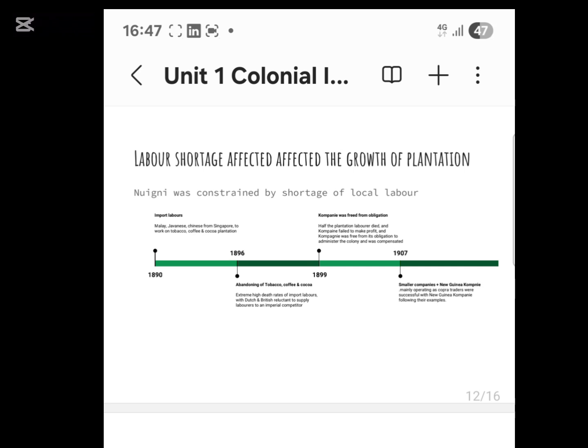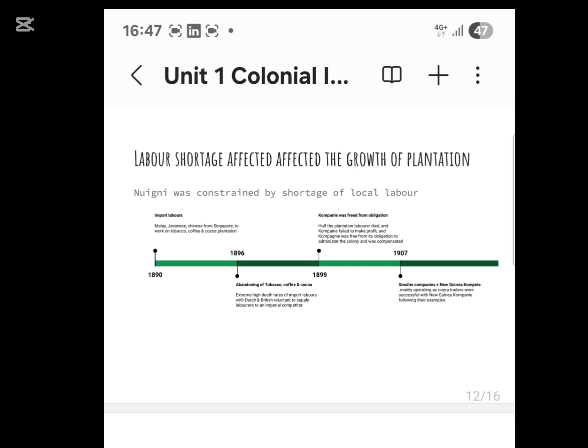Now what they did was in 1890, they imported indentured laborers from Malay, Javanese, Chinese from Singapore to work on tobacco, coffee, and cocoa plantations. Okay, so now we have people like Sir Julius Chan, Papua New Guinea's Prime Minister, who is part of this legacy. Because of shortage of labor, they had to recruit indentured laborers from this region.